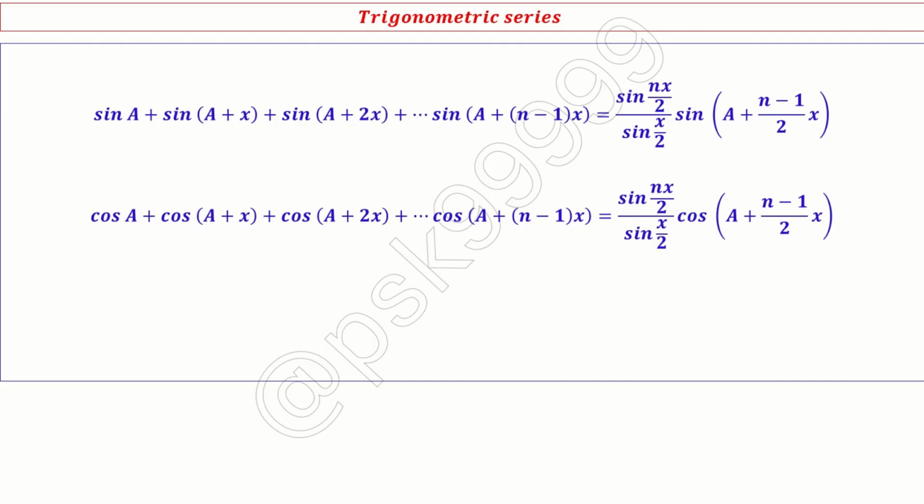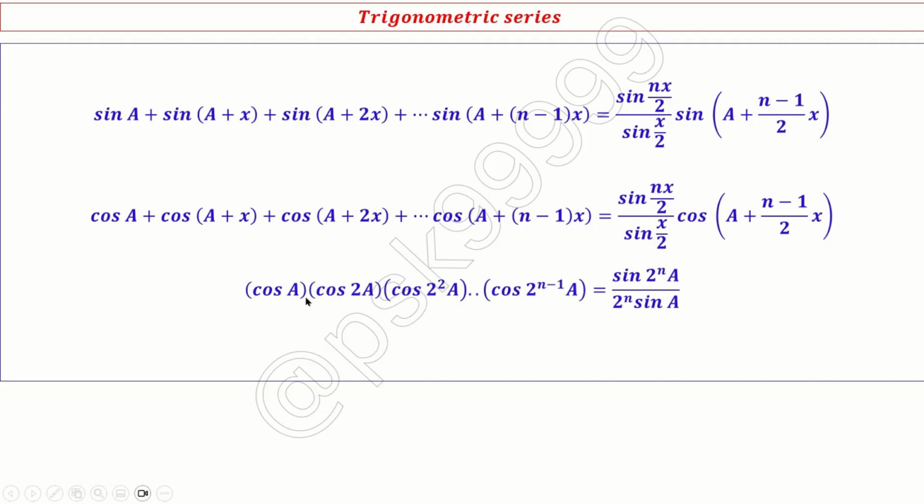And there is one more formula for cos, the product of cosine functions. Here angles are in geometric progression: cos A, cos 2A, cos 2 squared A, up to cos 2 to the power of n minus 1 A. This is nothing but sin(2 to the power of n A) divided by 2 to the power of n sin A. You can refer to my previous videos where I think I gave the proof. You can check that. Let's get into the critical problems.